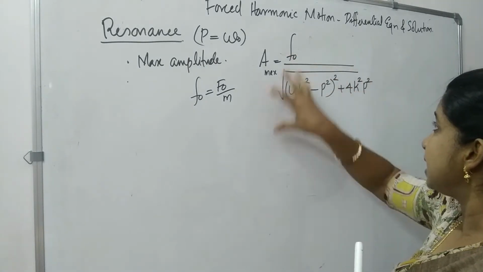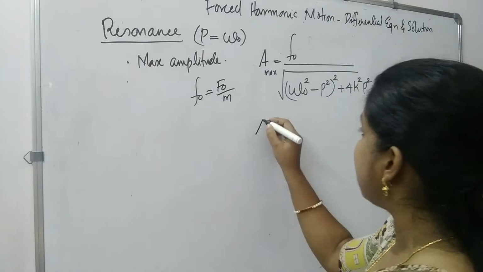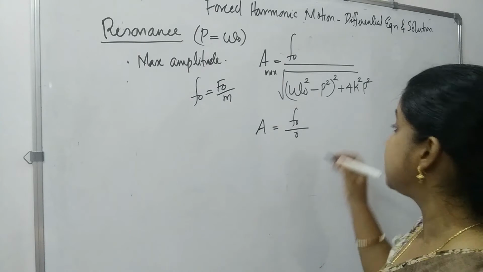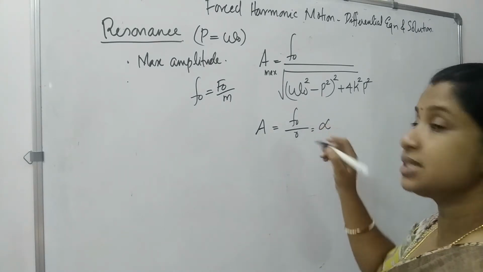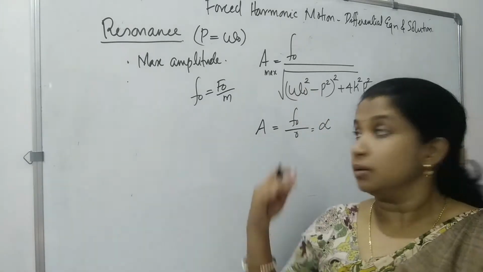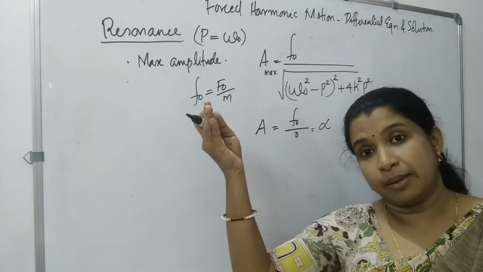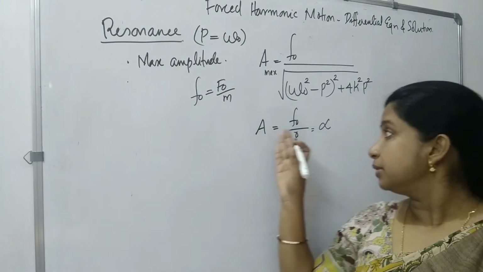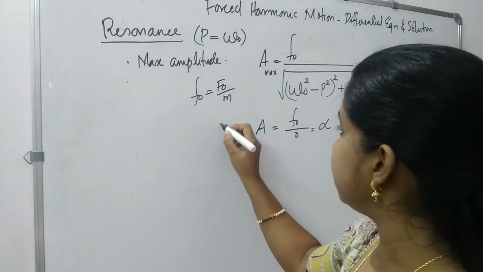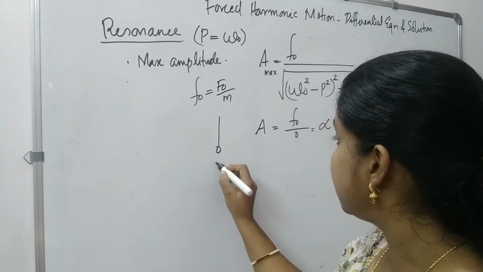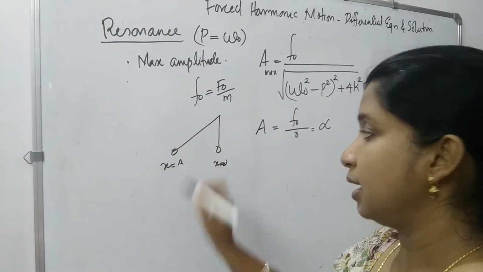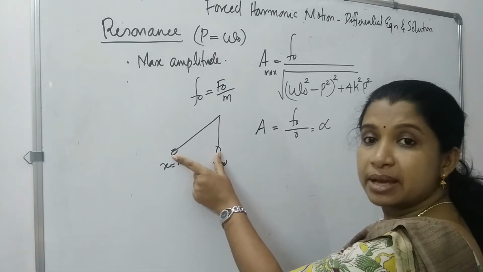If we take this equal to 0, then what is the value of amplitude? A is equal to f0 by 0. What is f0 by 0? It is infinity. So this condition is wrong. That means if the denominator is equal to 0, the value of amplitude is infinity. But here the maximum amplitude means it has a particular value. What is the meaning of maximum amplitude? This is x equal to 0. This is x equal to a. So this distance is called the maximum amplitude.